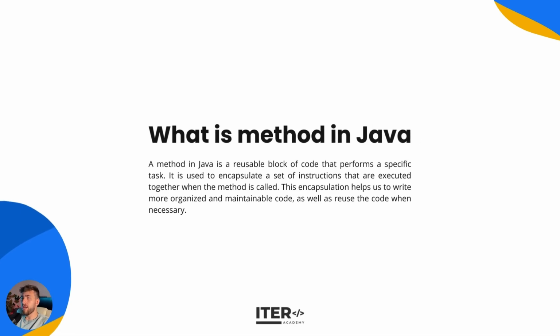So, a method in Java is a reusable block of code that performs a specific task. It is used to encapsulate a set of instructions that are executed together when the method is called. This encapsulation helps us to write more organized and maintainable code, as well as reuse the code when necessary.